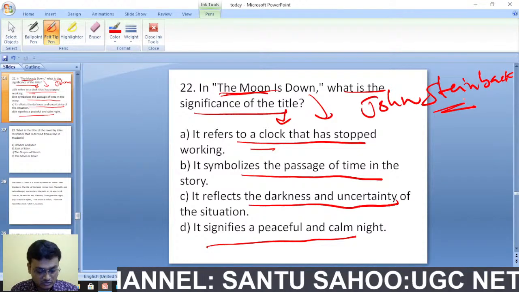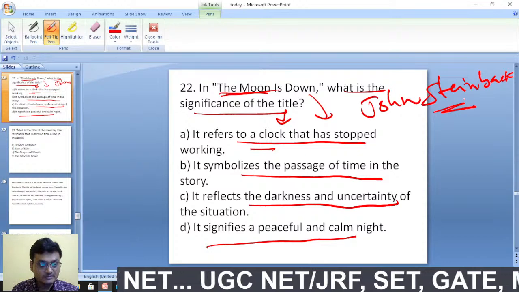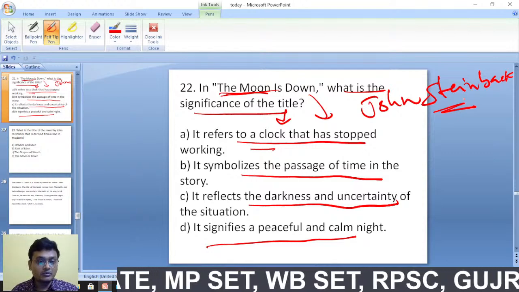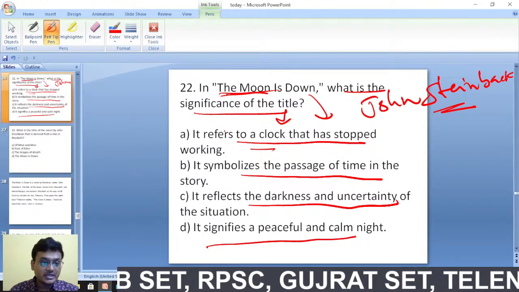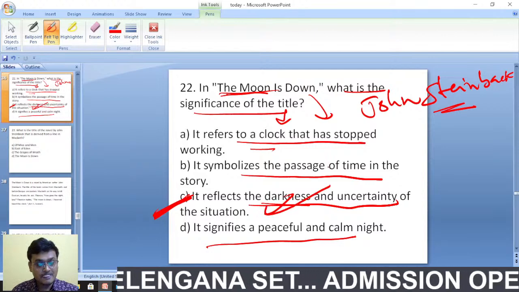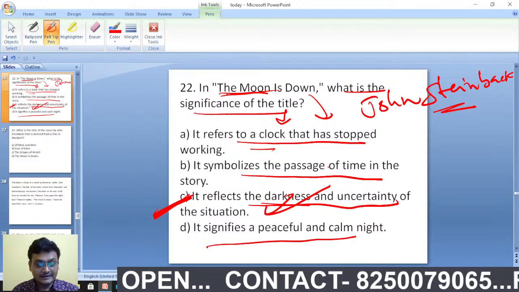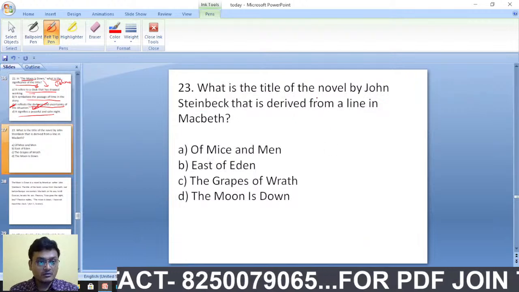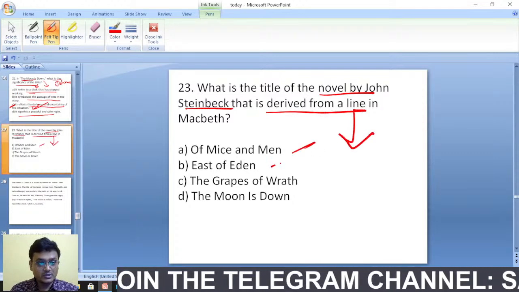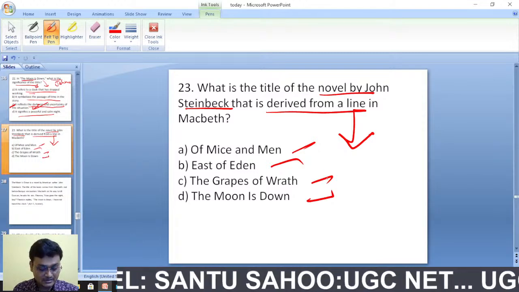John Steinbeck has written works like The Grapes of Wrath, isn't it? The moon is down means it reflects the darkness and uncertainty of the situation. Yeah, exactly. What is the title of the novel by John Steinbeck that is derived from a line in Macbeth? Now you tell me, you have understood which one will be the answer here.